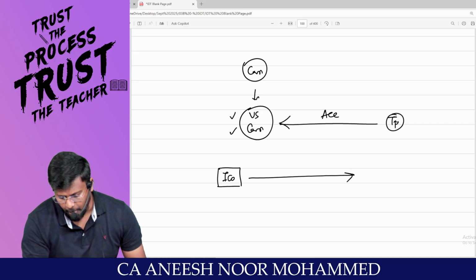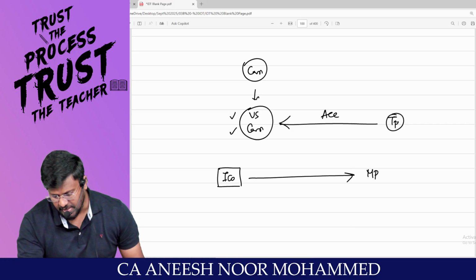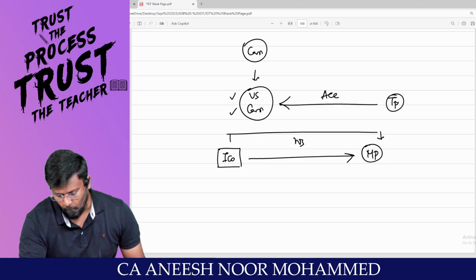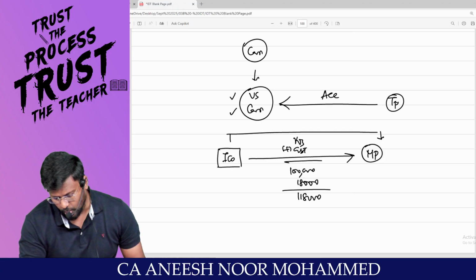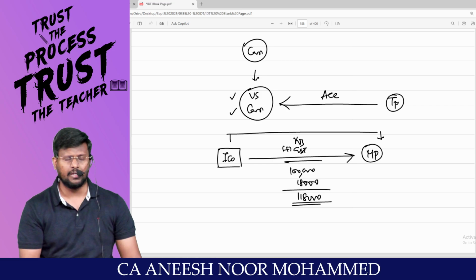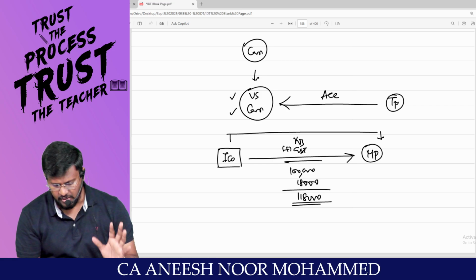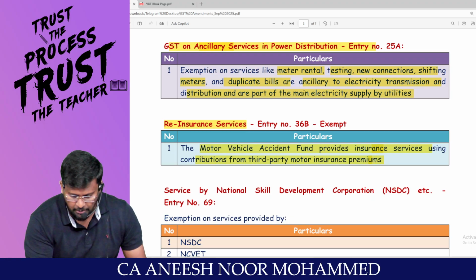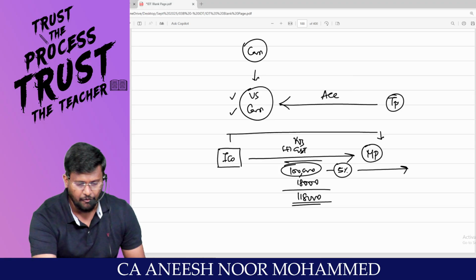The insurance company will be providing insurance to the main person. So, they will be collecting GST. They will be collecting value of supply plus GST from the main person. For example, 1 lakh rupees is the value of supply and 18,000 rupees is the GST. Total 1 lakh 18,000 rupees they will be collecting. My dear lovable students, on this 1 lakh, for example, 5% they will contribute to a fund called the Motor Vehicle Accident Fund.